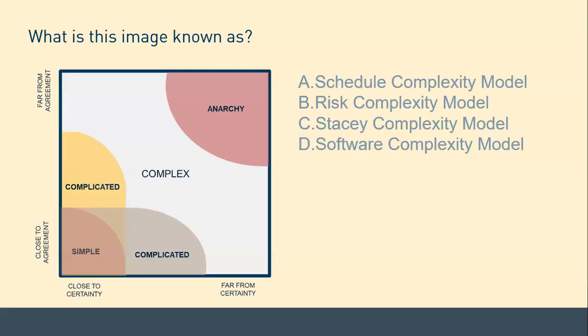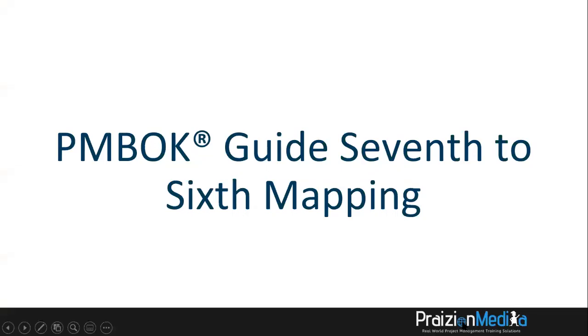If you have read the Agile Practice Guide, you should be able to answer this question. What is this image known as? 3, 2, 1. The answer can be found on page 14 of the Agile Practice Guide. It is known as the Stacey Complexity Model, also just called the Stacey Model. The Stacey Model shows you if you are in a simple type of project, it's okay for you to use simple, traditional project management. But as you move towards the area of complex, this is where you need to be more agile. And when you get onto full-blown anarchy, of course, you definitely need Agile more than anything else.